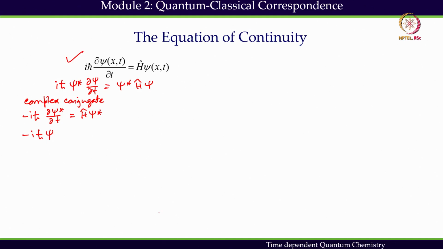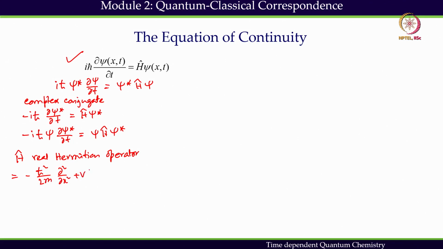and for that also I will multiply by the wave function, psi, so psi times minus i h cut dpsi star/dt equals psi H psi star. And remember, this H is a Hermitian operator, which is expressed by the kinetic energy plus potential, again a time independent potential we have considered.